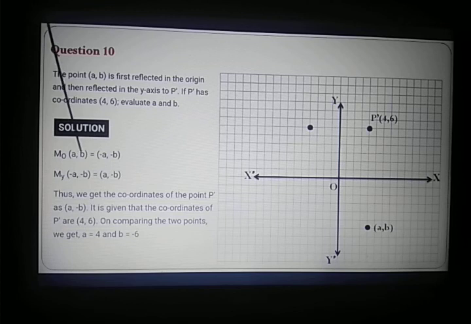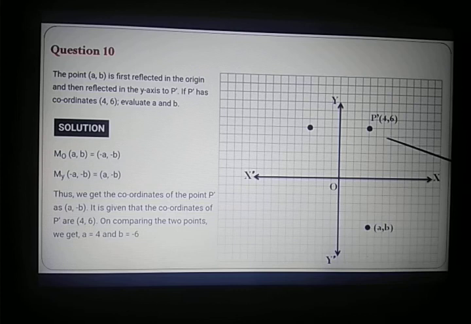mirror image of AB when it is reflected through origin. This is the meaning of that. So when it is reflected through origin, both the signs will change, so it will become minus A minus B. Now you are reflecting this minus A minus B through y-axis. So when you reflect in the y-axis, your y coordinate will remain same, so only the x coordinate will change. That means minus A becomes A. So when it is reflected, you will get A minus B.